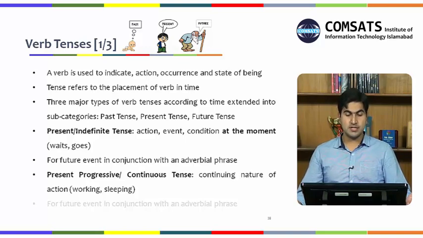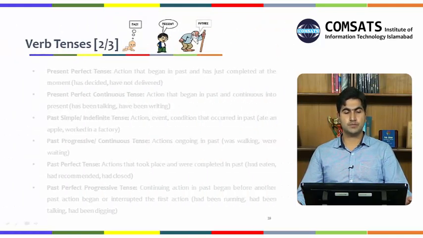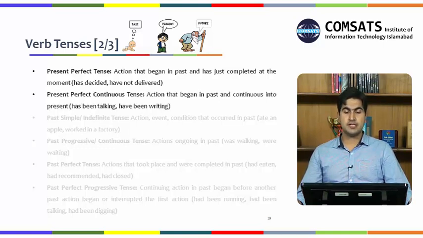Progressive or continuous tense is the one in which there is a continuing nature of the action. And once again, for the future, you have to place the adverbial phrase as well. Present perfect refers to an event that began in the past and has just completed, and you place the verb has or have, as in "has decided." Present perfect continuous is an action that began in the past and continues into the present as well. To show this continuous nature, you say "has been talking," "has been doing."